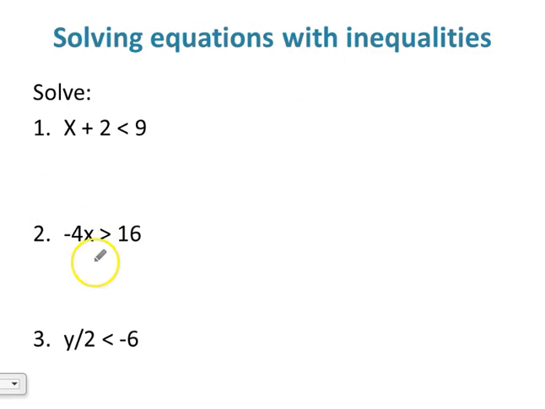Let's try 2 and 3. I want you guys to try 2 and 3 on your own. So go ahead and click pause and try these on your own, and then I want you to check your work with mine. So this number 2, we've got negative 4x is greater than 16.